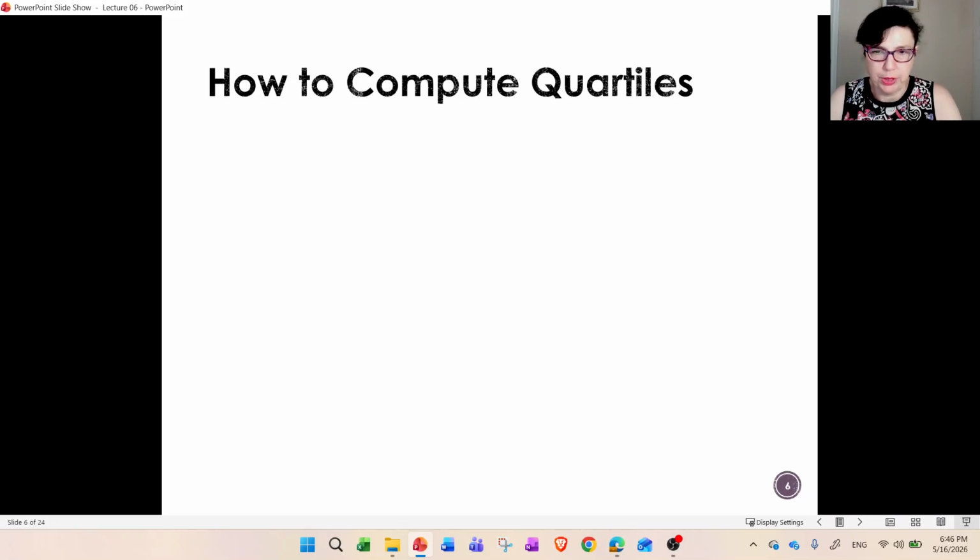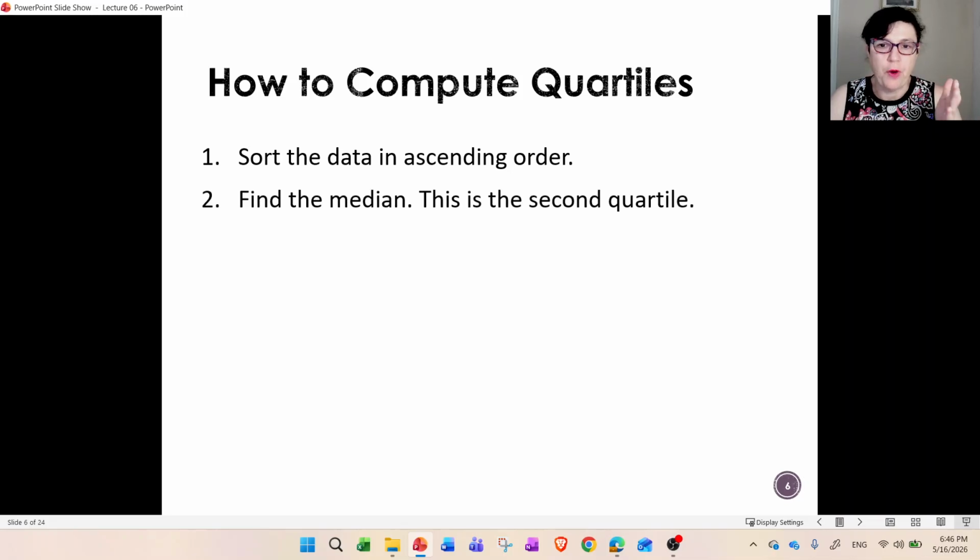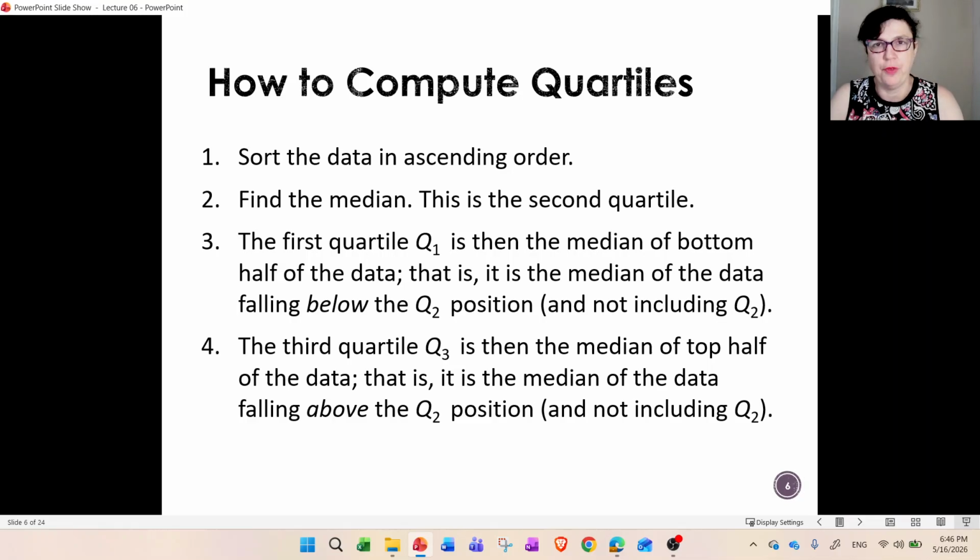Okay, how do we compute quartiles? Now, this is what they do, something like Desmos. They sort the data in ascending order from smallest to largest. They find the median, which is in the middle, right? Then they divide the data in half using the median. Half of the data is called the bottom half. The other half is the top half. The first quartile is the median of the bottom half. So you take the bottom half, divide that in half again, and the median of the bottom half is the first quartile, and then the median of the top half is the third quartile.